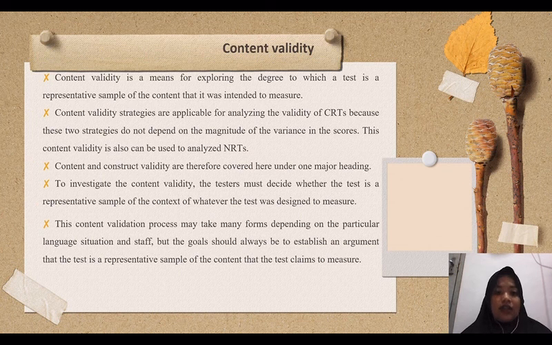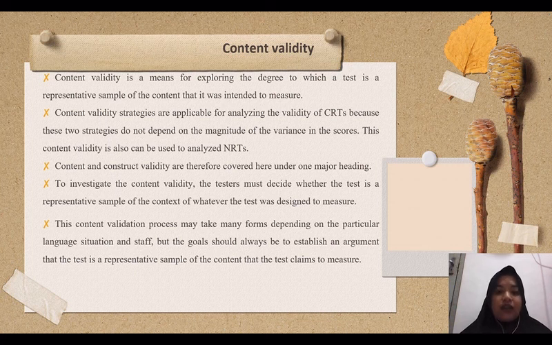Content validity strategies are applicable for analyzing the validity of CRTs because these two strategies do not depend on the magnitude of the variance in the scores. This content validity can also be used to analyze NRTs.